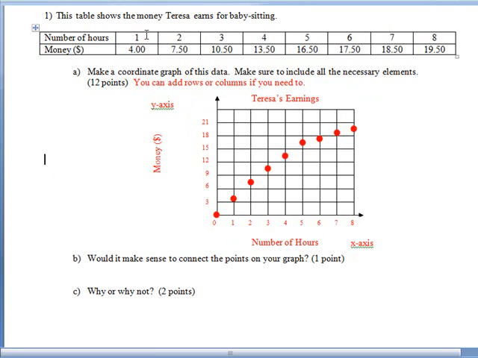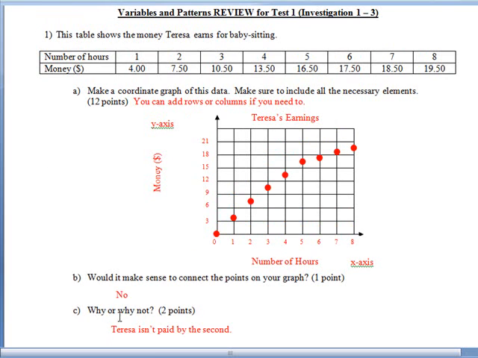Would it make sense if you babysat for 1 hour and 6 minutes? Are you going to get paid for exactly 1 hour and 6 minutes? Are the parents going to take out a calculator and figure out exactly what they owe you? Or are they going to round to some easy number? Maybe an hour and a half, maybe they'll round up to 2 hours, maybe they'll be cheapskates and round down to an hour. But you're not going to get paid by the minute or even by the second. So in this case, no, it does not make sense to connect the points. So we pretty much answered C at the same time, and to sum up, Teresa isn't paid by the second.